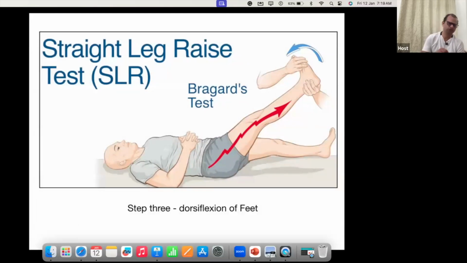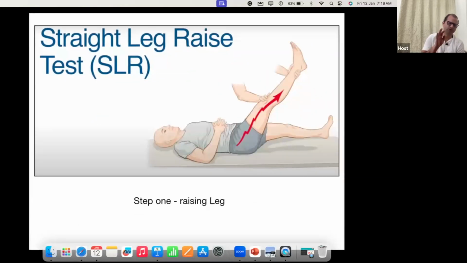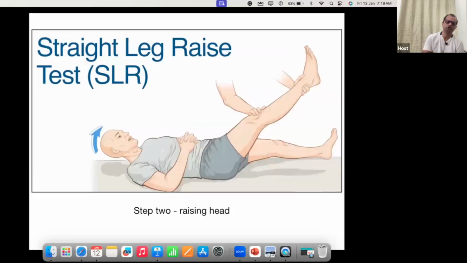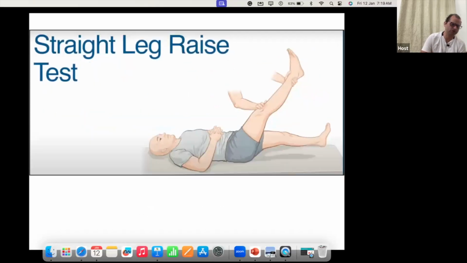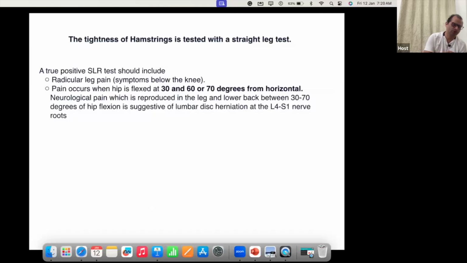So SLR is positive. We do it in 3 steps. Number 1, just raising the leg. Number 2, bringing the leg back to a comfortable position and raising the head. Number 3, bringing the leg and head to a comfortable position and now bending the feet. This is the straight leg raise test, and we do this test for finding out the tightness of the hamstring muscle.